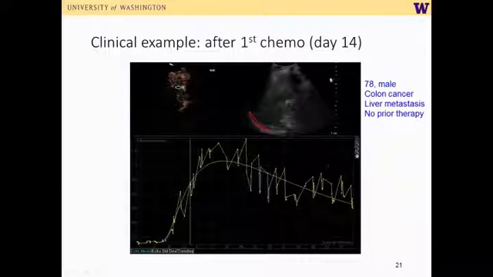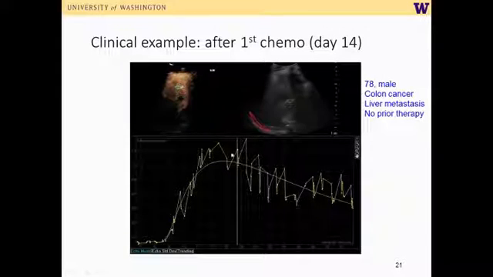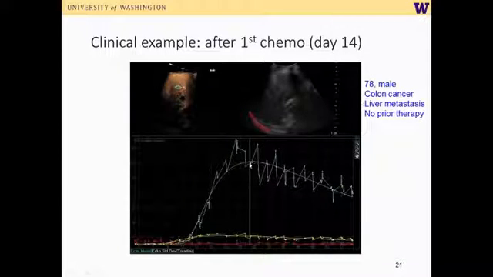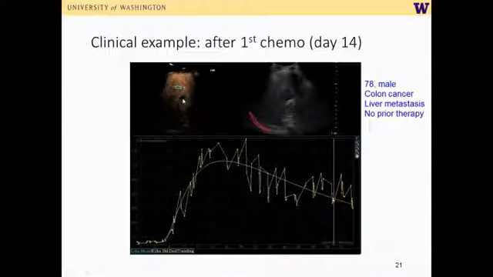Then at day 14, after the first chemo session, again, this is a tumor. This is normal parenchyma. This is the time intensity curve. This white line tells you where we are. So here is at the peak of the injection. Even though your eyes don't see many microbubbles in the lesion, there are still quantifiable microbubbles in there. This is later on in the peak of the portal venous phase, and finally in the late phase where everything washed out.